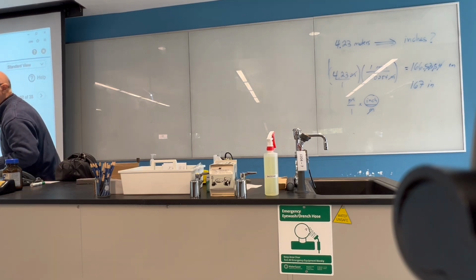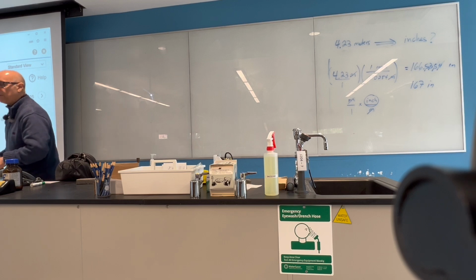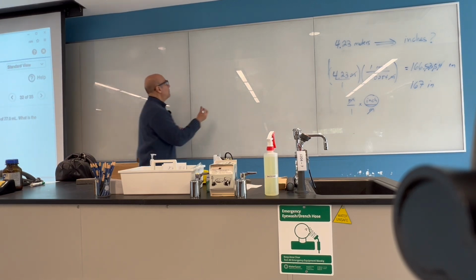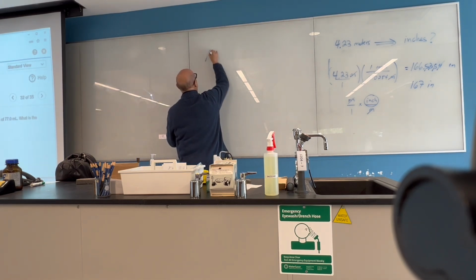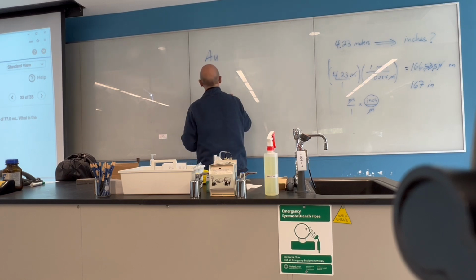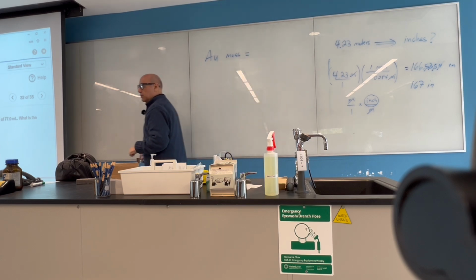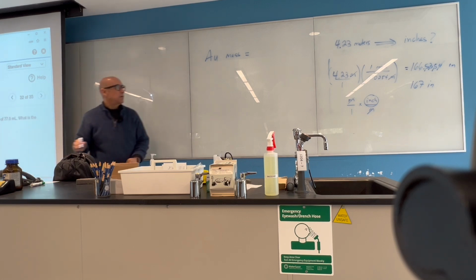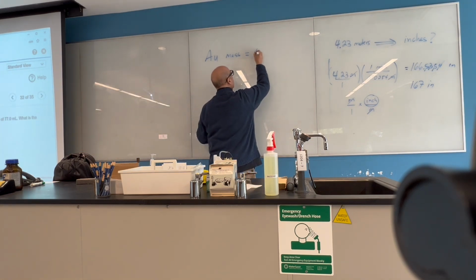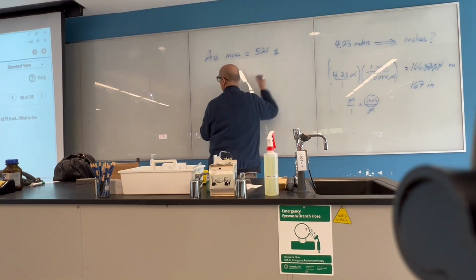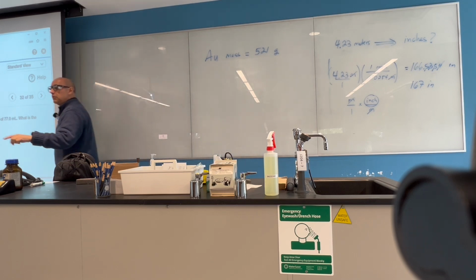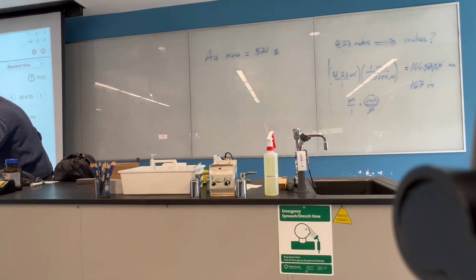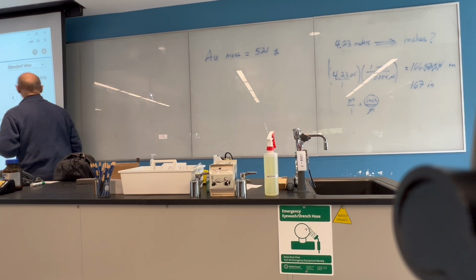So we have a piece of gold with a mass of 521 grams. The symbol for gold in chemistry is Au. And the mass of this gold nugget is, what was it? 521. Now the problem tells you that you add that to 50 milliliters of water.